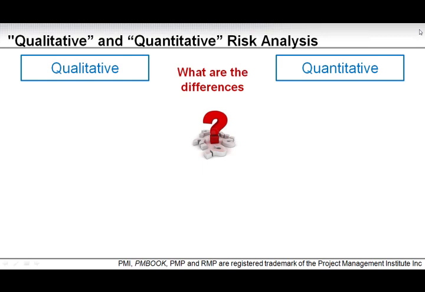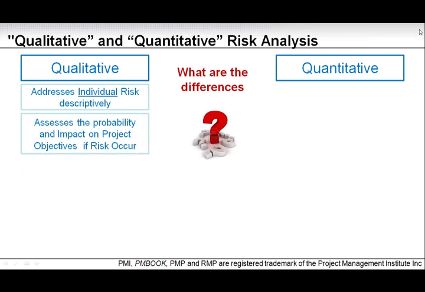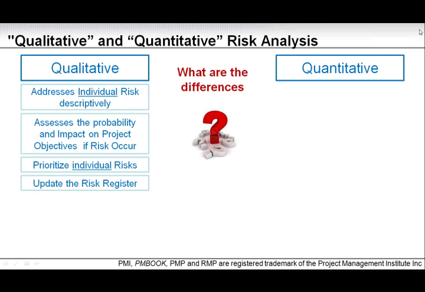So I think now a lot of you might have a question: what is actually the difference between the qualitative and the quantitative analysis? So let's try and address that question now. Qualitative addresses individual risk descriptively. It assesses the probability and impact on project objectives if a risk occurs. It prioritizes individual risks, and it updates the risk register. It also leads to the quantitative analysis.